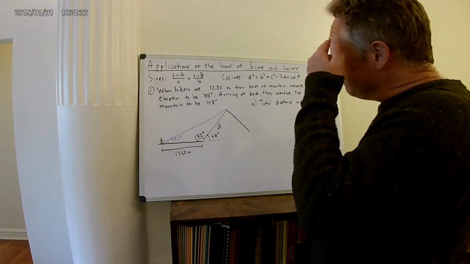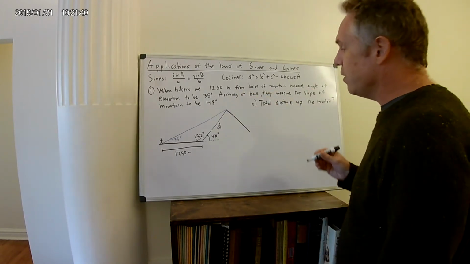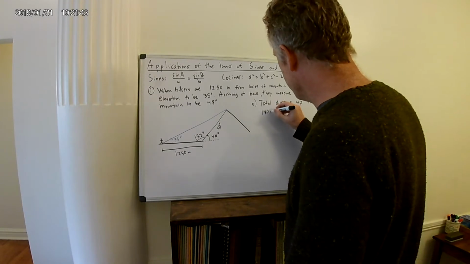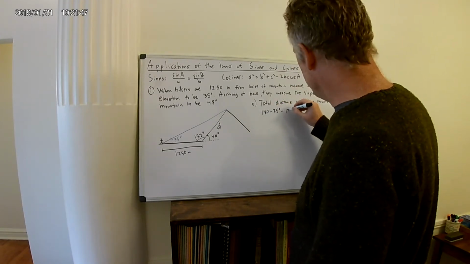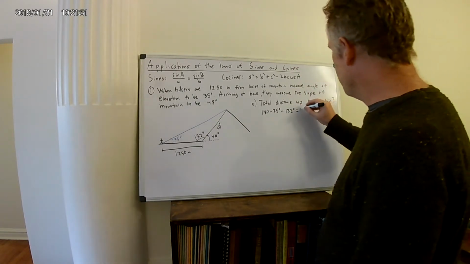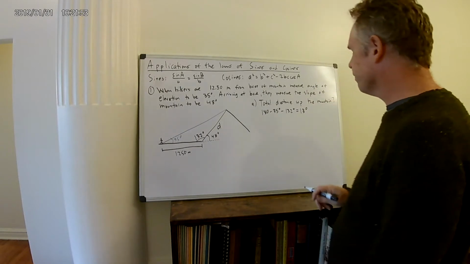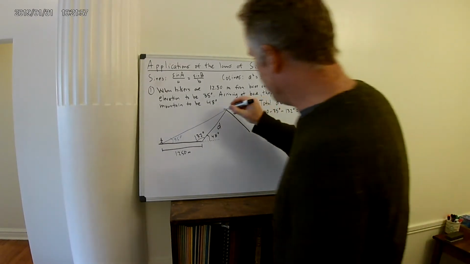And then we can actually figure out this little thin, narrow angle up here. This angle is equal to 180 minus 35 minus 132 degrees, okay, which comes out to 13 degrees. So we know that this angle right here is 13 degrees.